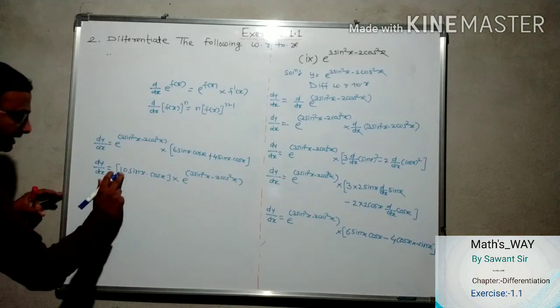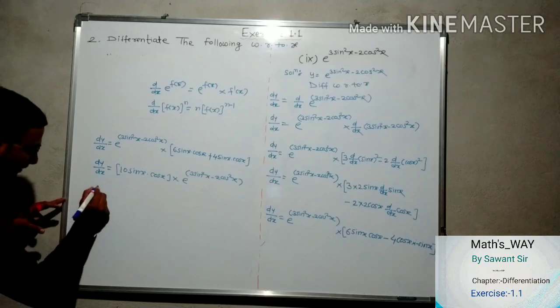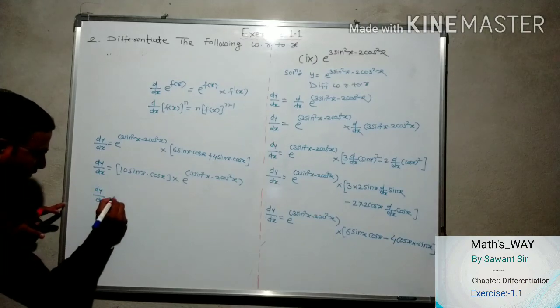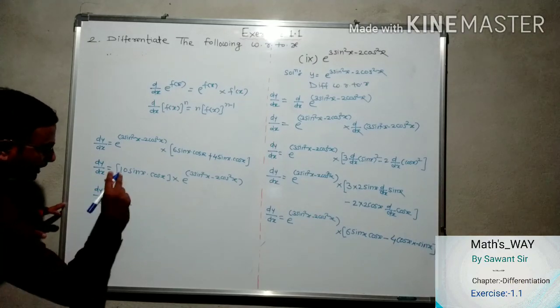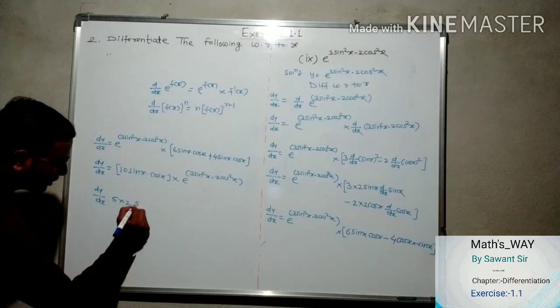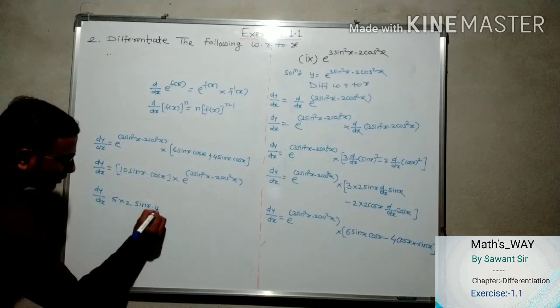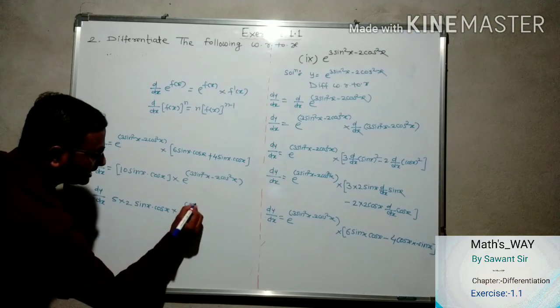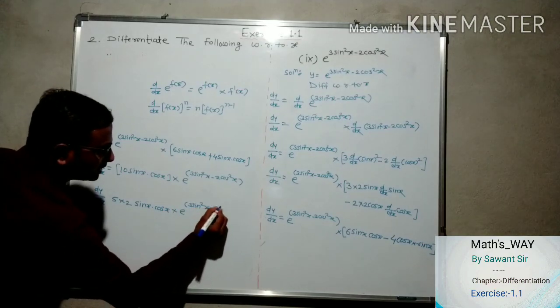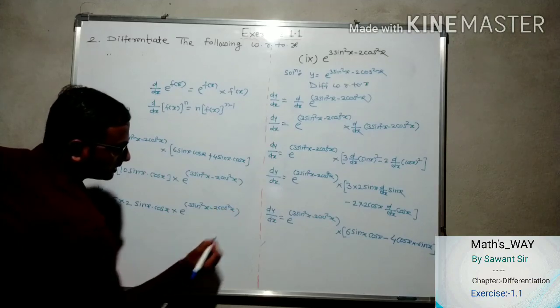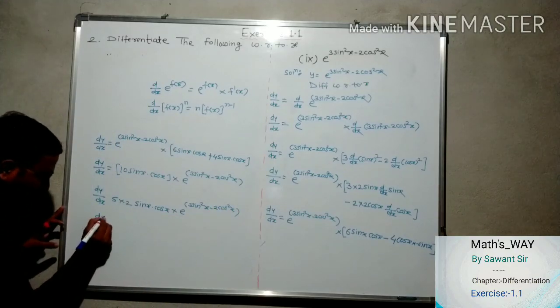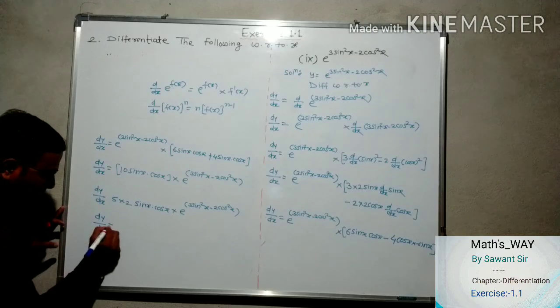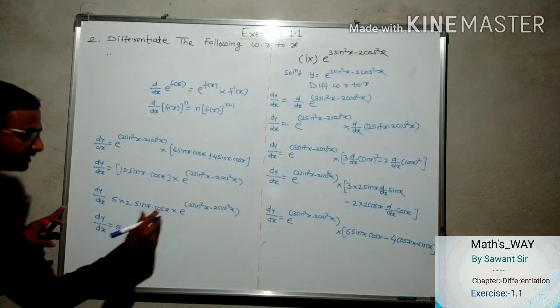Okay, so this term can be written as dy by dx is equal to 5 into 2 sin x into cos x into e to the power 3 sin square x minus 2 cos square x. 10 can be written as 5 into 2. So that is the final answer. dy by dx is equal to 5 into 2 sin x into cos x.